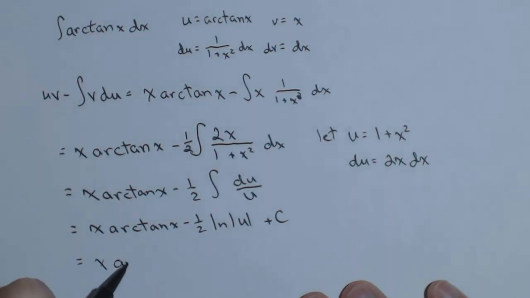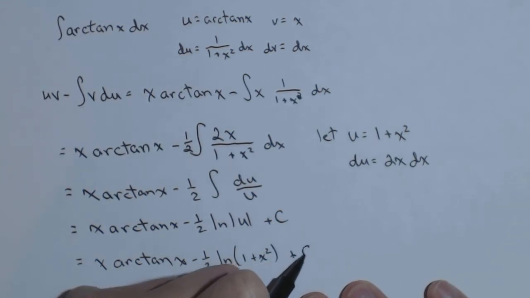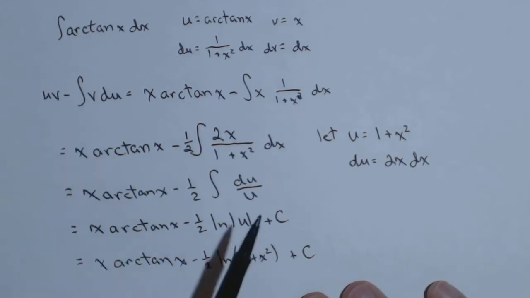So we have x arctan of x minus 1/2 times the natural log, and you do not need the absolute value because 1 plus x squared will always be positive, plus c. And there is our general antiderivative to arctan of x.